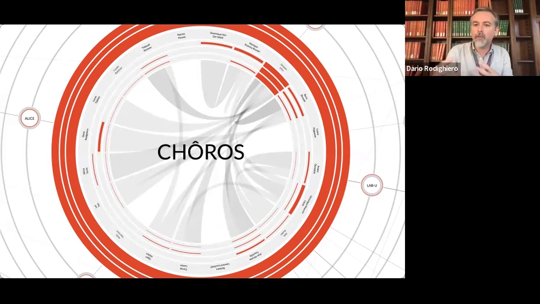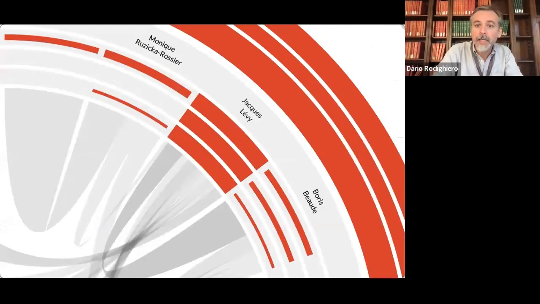But what was interesting was to see the collaboration between the people in terms of publication, in terms of advising, and in terms of teaching. And to finally arrive again at the representation of people. So, for example, here you see it was the lab of Jacques Lévy, with Boris Bod working there, Monique Ruzka Rossier, even part of the lab.